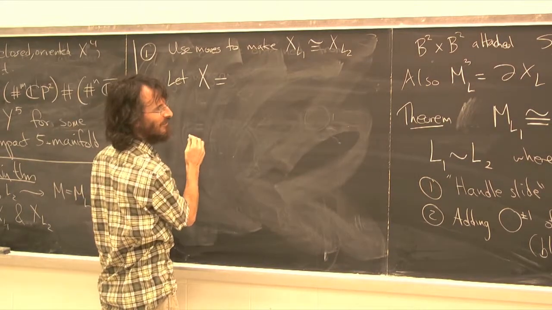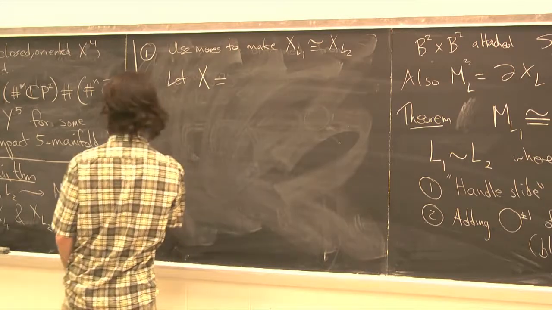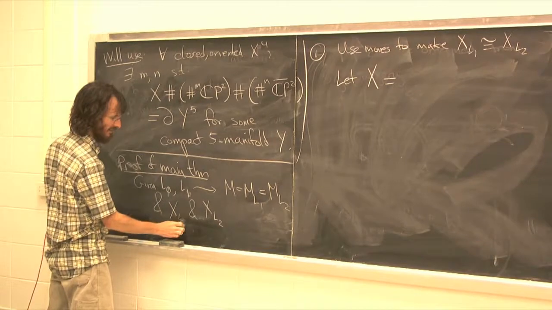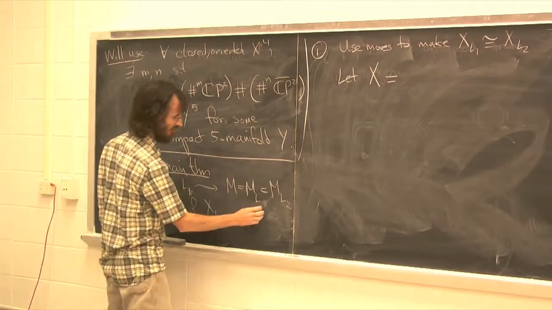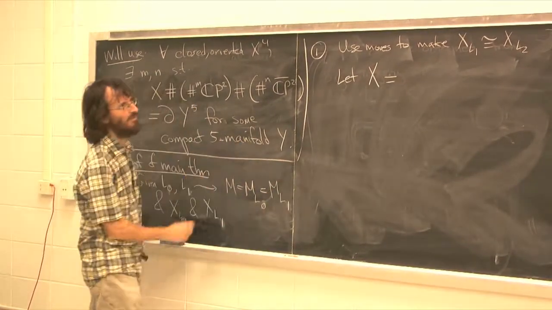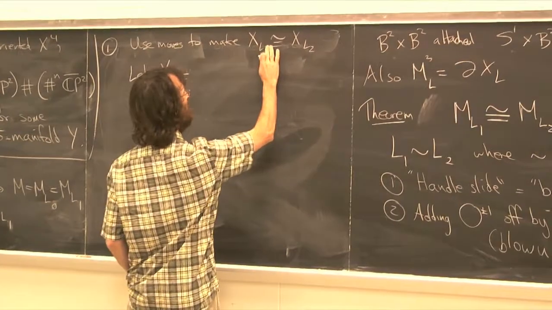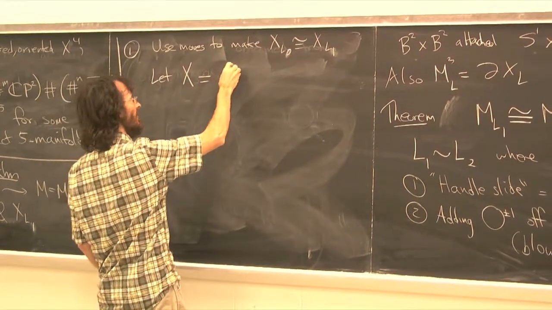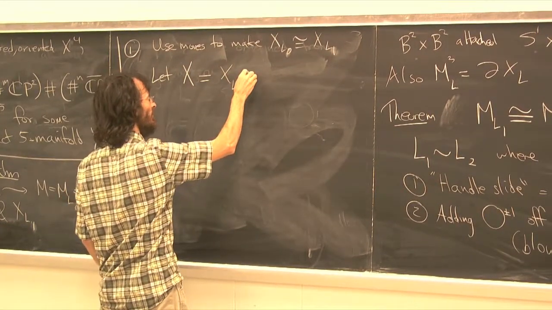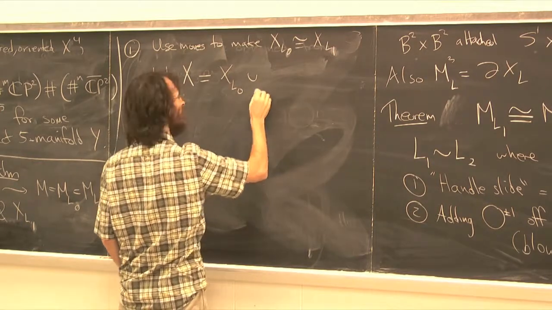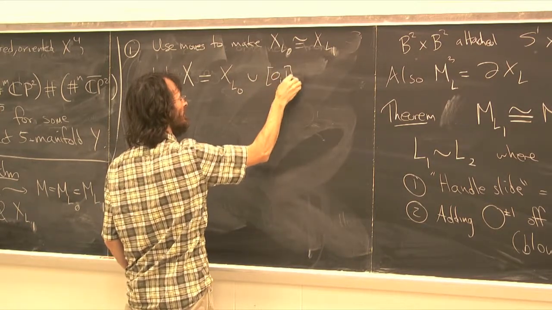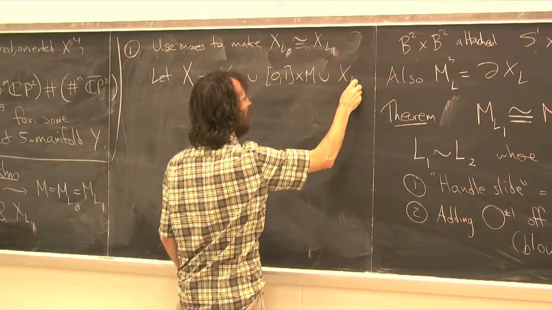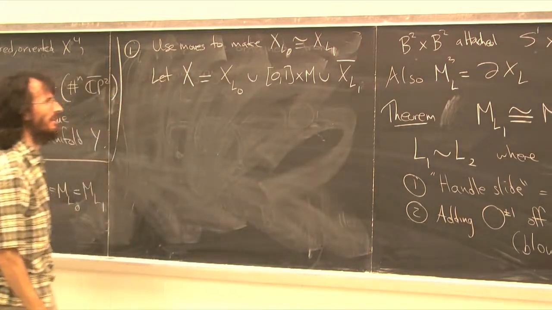I really wish I had called them 0 and 1. So let me just call them 0, just for convenience, because I'm going to use a cobordism from 0 to 1 at some point. So let me change that up right around here. Okay, so let's let X equal XL0 union [0,1] cross M union XL1 bar. That's a reverse oriented version.